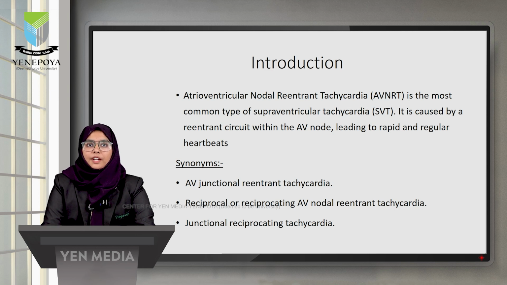So, introduction. Atrioventricular nodal reentrant tachycardia is the most common type of supraventricular tachycardia. It is caused by a reentrant circuit within the AV node, leading to rapid and regular heartbeats. It is also called AV junctional reentrant tachycardia, reciprocal or reciprocating AV nodal reentrant tachycardia, or junctional reciprocating tachycardia.